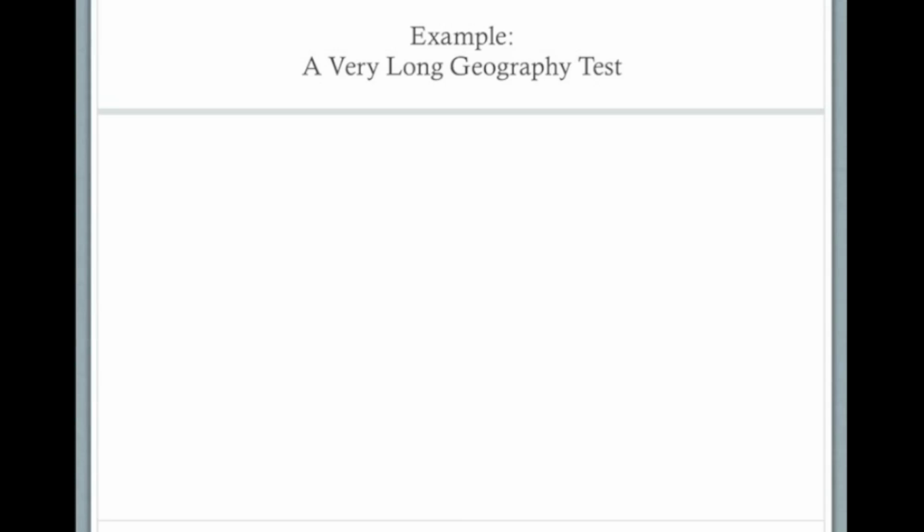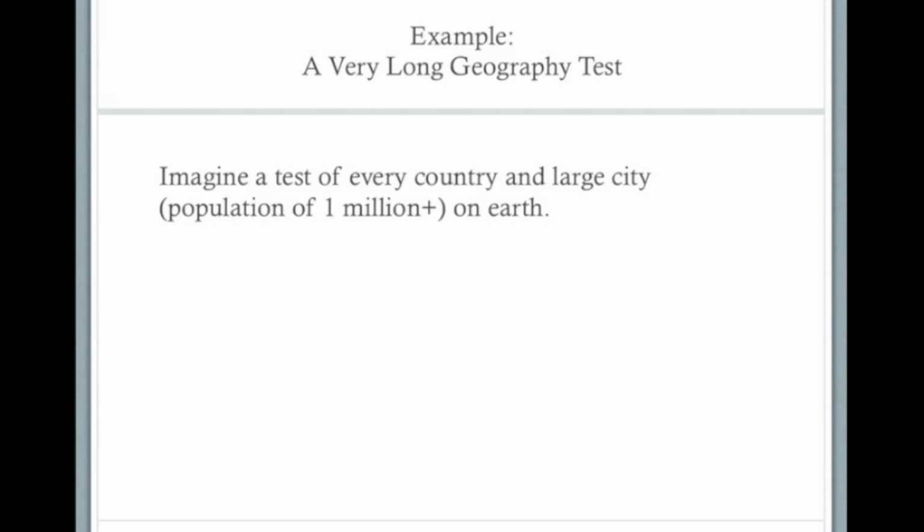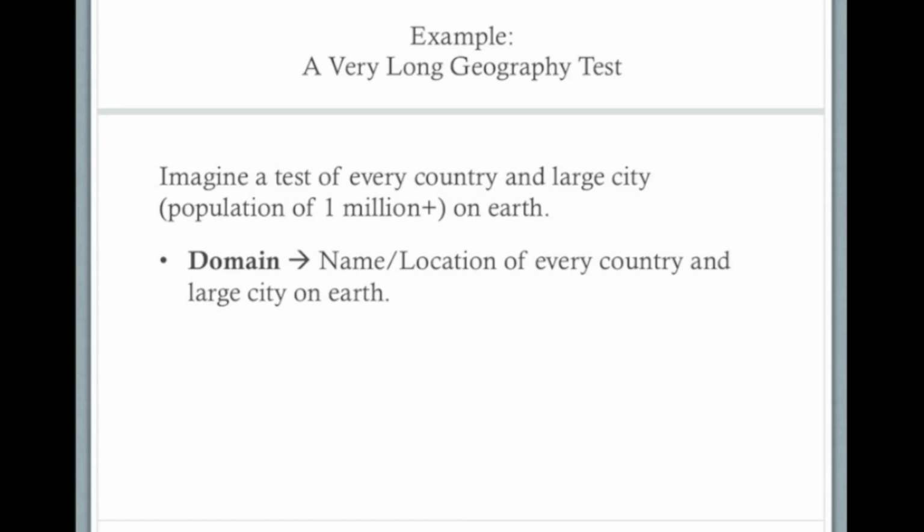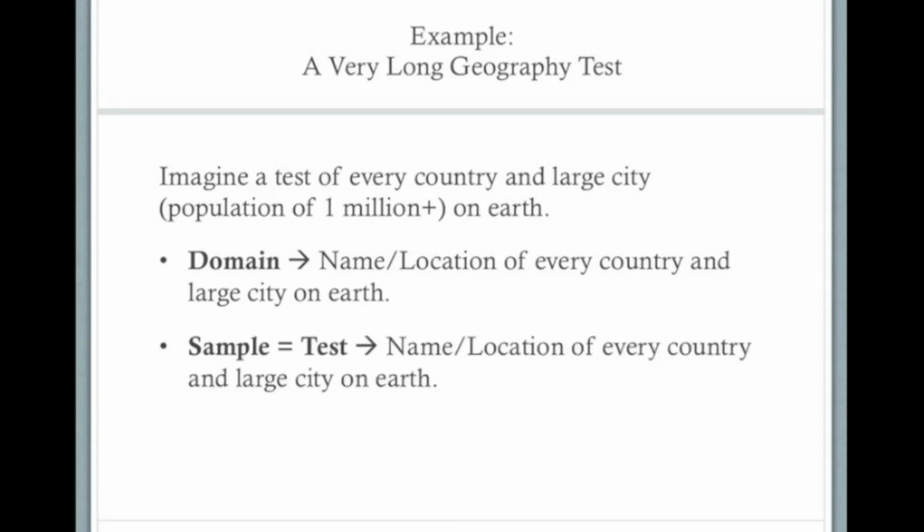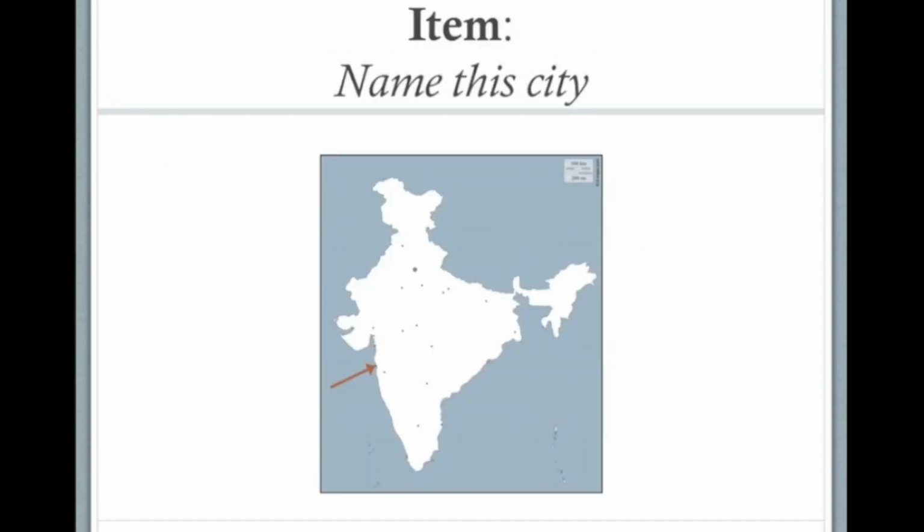All right, let's walk through an example, albeit a rather extreme example. Let's say that a geography professor wants to know her students' knowledge of the names and the location of all the large cities and every country on Earth. So the domain here would be the name and location of every country and large city on Earth. And let's say for this test, she's decided on a very long geography test where she's going to make her students name and locate every country and large city on Earth. So an example of an individual item would be this. This is the first item on the test.